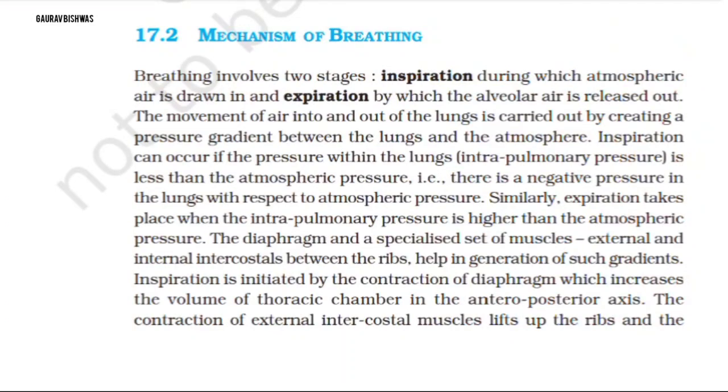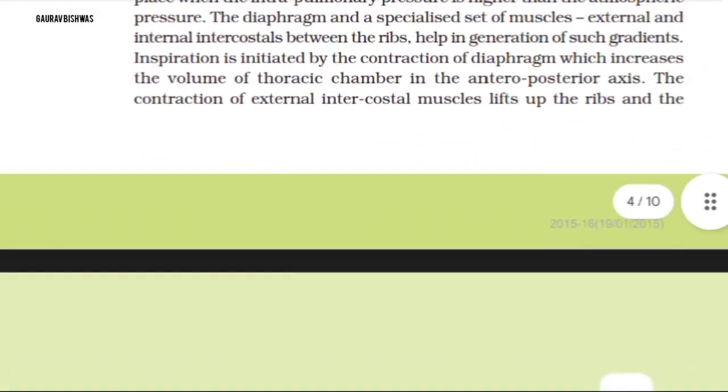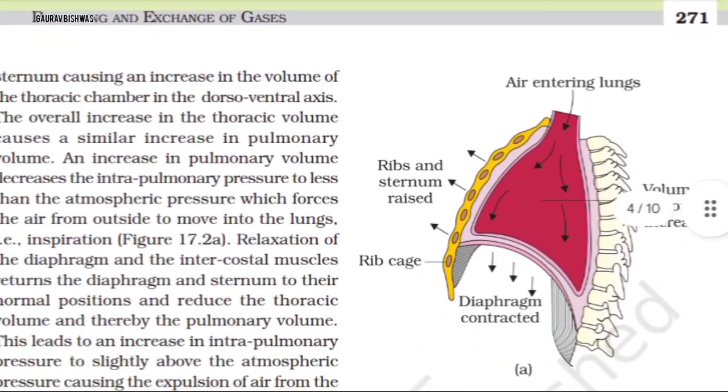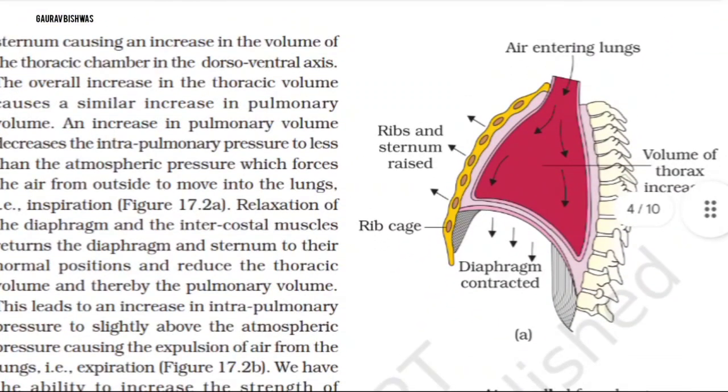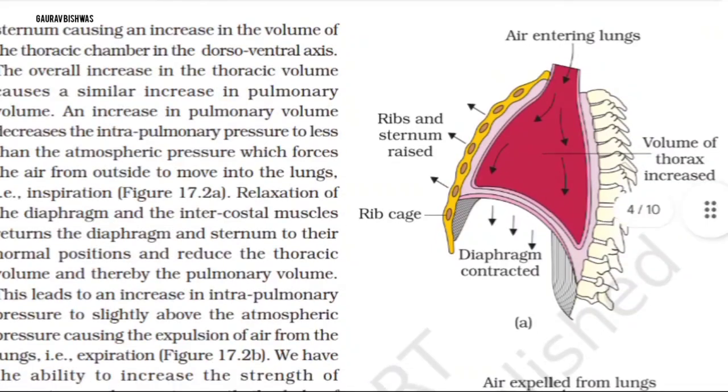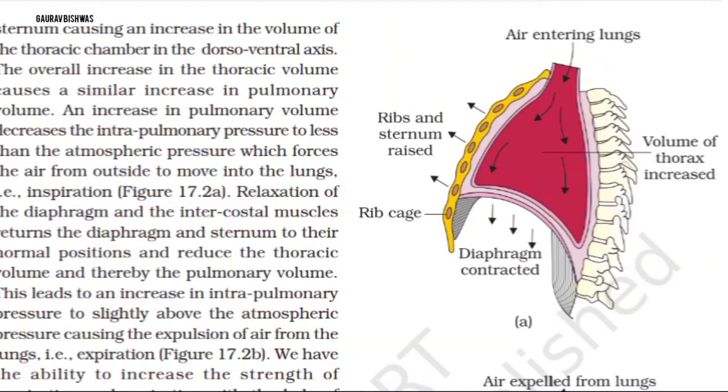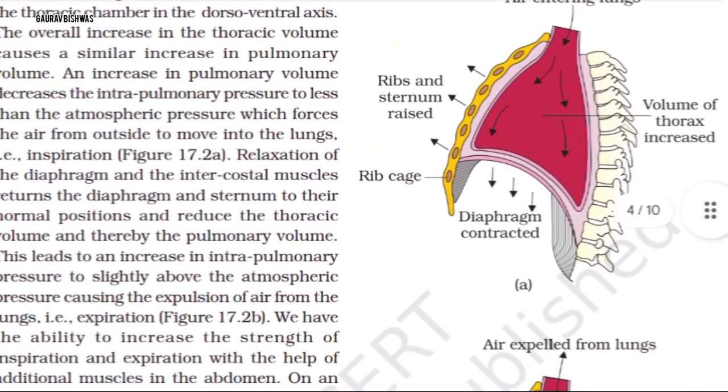The contraction of the external intercostal muscles lifts the ribs and the sternum, causing an increase in the volume of the thoracic chamber in the dorsoventral axis. The overall increase in the thoracic volume causes a similar increase in the pulmonary volume. An increase in the pulmonary volume decreases the intrapulmonary pressure to less than the atmospheric pressure, which forces the air from the outside to move into the lungs, i.e., inspiration.